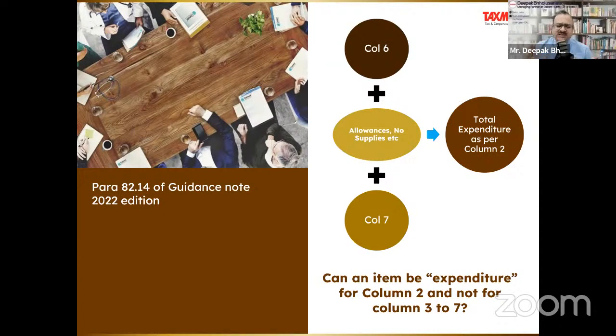But I raise a question before the institute. You say depreciation and bad debts are not an expenditure as far as column number 3 to 7 is concerned. But you see, the similar terminology has been used for column number 2 also. So do you want to say that for the purpose of column 3 to 7, expenditure is different, and for column number 2, it is different? So that's why there are again two schools of thought on this.